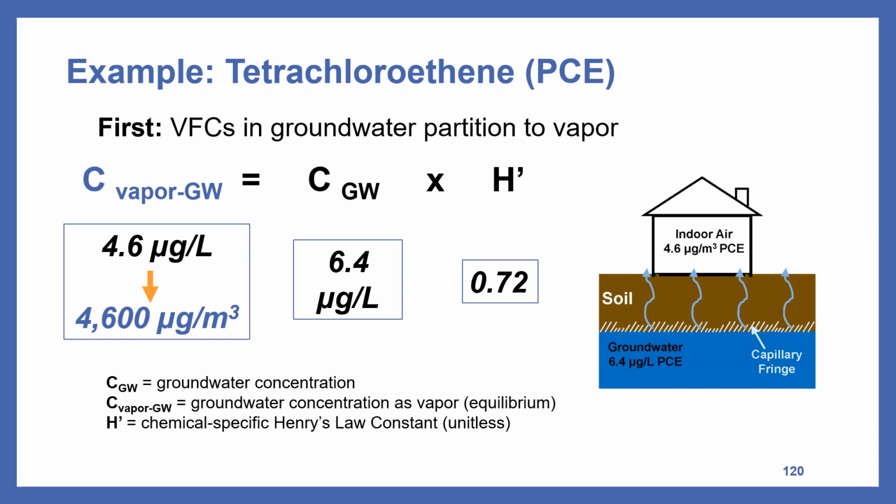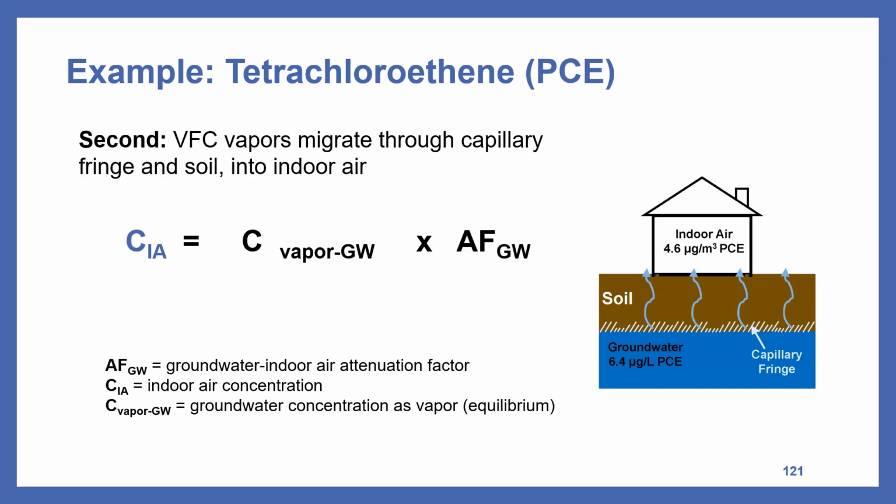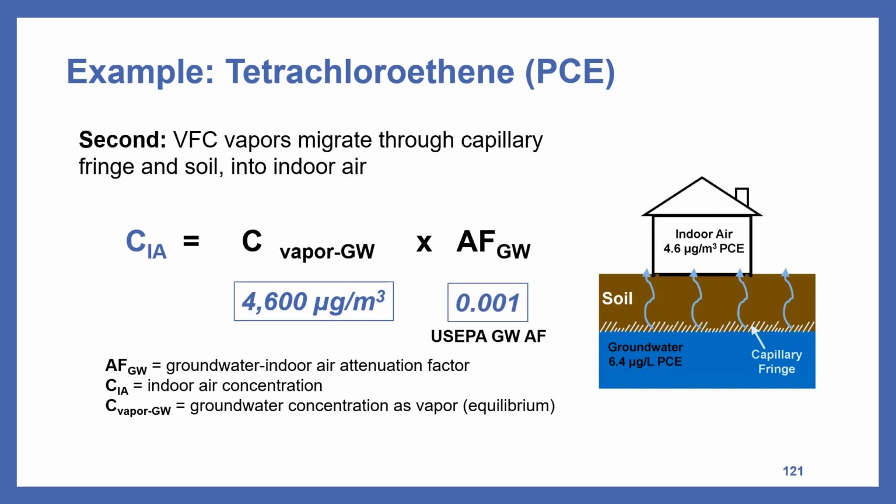Continuing on with our example, now we're going to take the concentration of vapors in equilibrium with the groundwater, 4,600 micrograms per cubic meter, and multiply that by an attenuation factor to represent the transport through the capillary fringe and the soil into the indoor air. And here we're using the US EPA groundwater attenuation factor of 0.001. And so that gives us a prediction or an estimate of the concentration in indoor air of 4.6 micrograms per cubic meter.